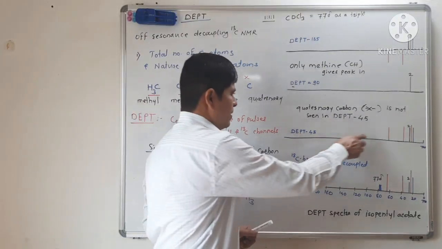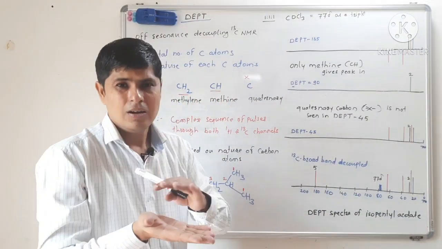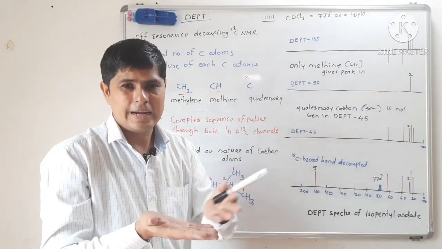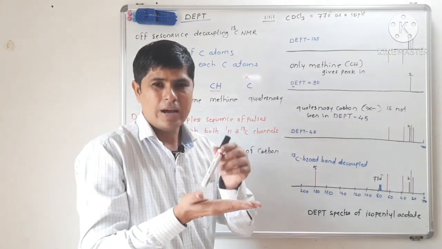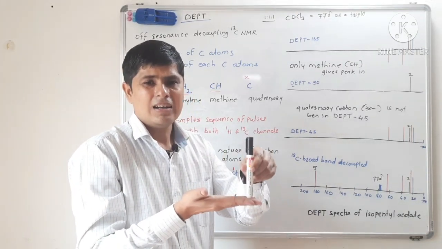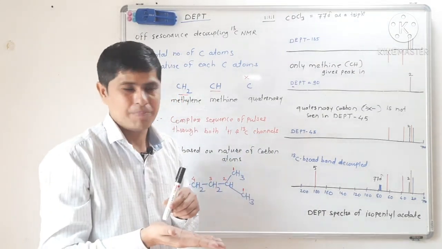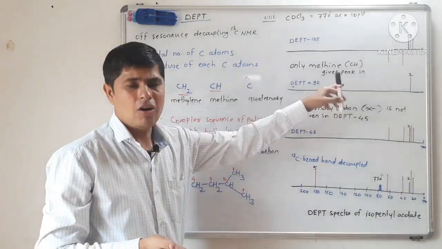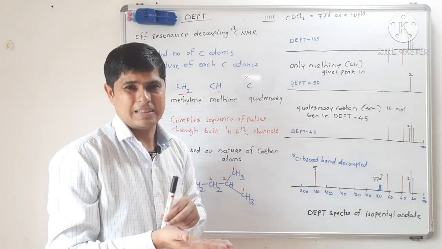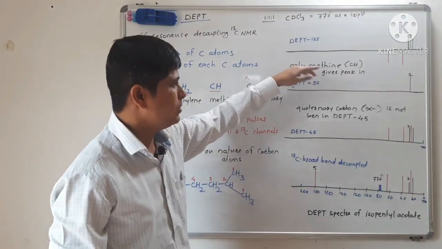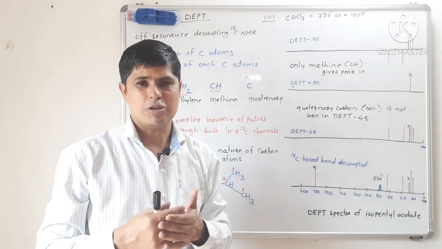See, in depth 45 we are getting all signals on the upside of the baseline. In depth 45 and in depth 90 we are getting all signals on the top side of the baseline. But in depth 135 we are getting two types of signal.